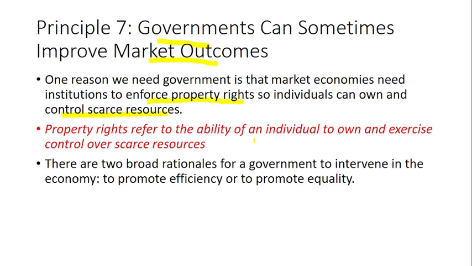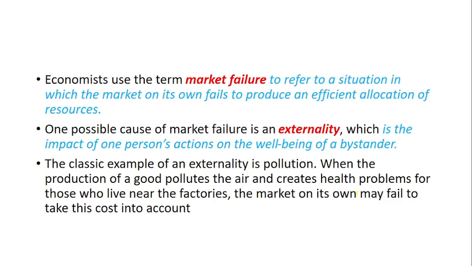There are two broad rationales for government to intervene in the economy. Why does government intervene? Because of two reasons. With government intervention, you can promote efficiency and you can promote equality. So to increase efficiency, to increase equality, you need a government. Economists use the term market failure to refer to a situation in which the market on its own fails to produce an efficient allocation of resources. So sometimes market fails.